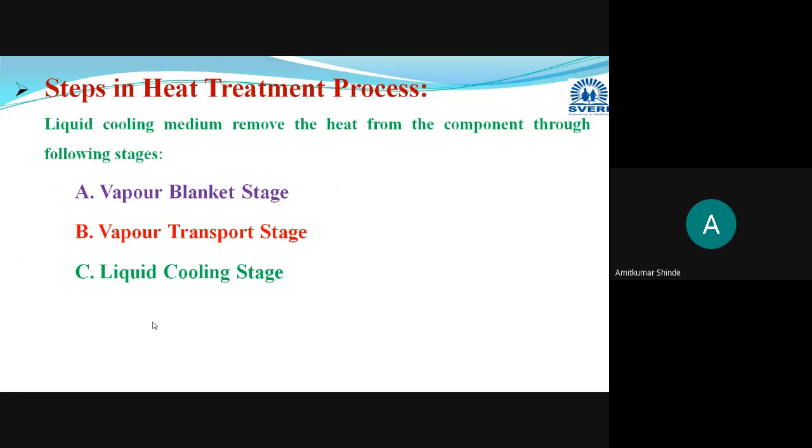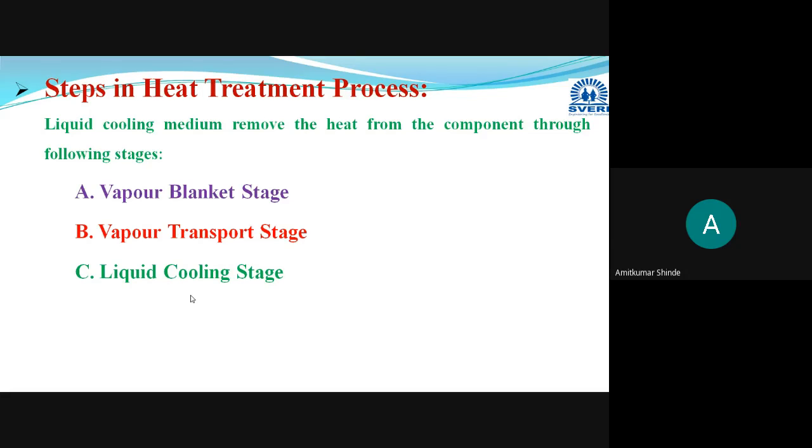Then next, there are different steps involved in the cooling process. Whenever we are cooling a component in the cooling medium, these processes take place. The first is the vapor blanket stage, the second is the vapor transport stage, and the third is the liquid cooling stage. Suppose we heat the component to 800 degrees Celsius, hold it there for a definite period of time, and then dip it directly into cold water or brine solution. How will the cooling occur?